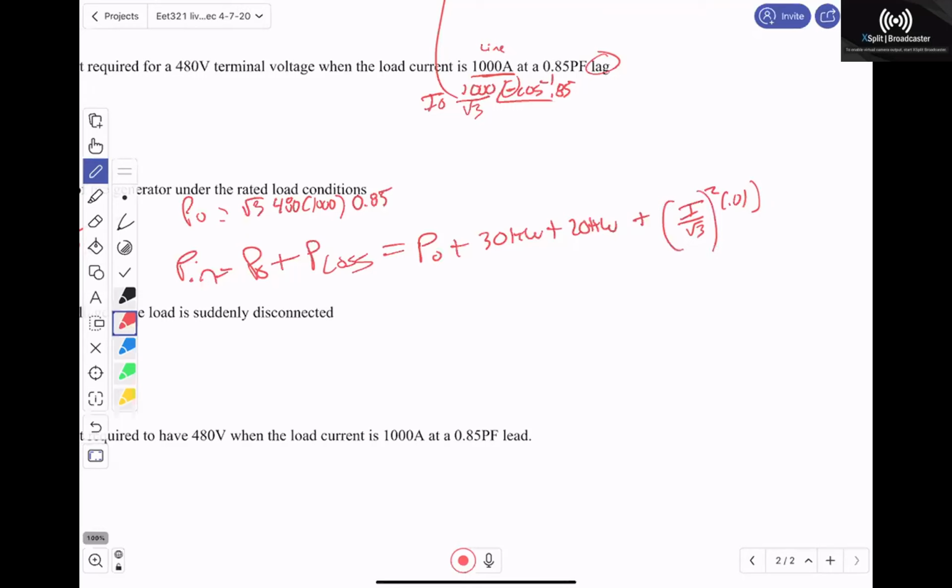But it doesn't even matter because remember there are 3 phases, so I have to multiply that by 3 to make sure that I get my total losses. So the square root of 3 squared will actually cancel out with the 3, but that's how I get that value. And that is P in. So the efficiency now is just the P out over the P in.